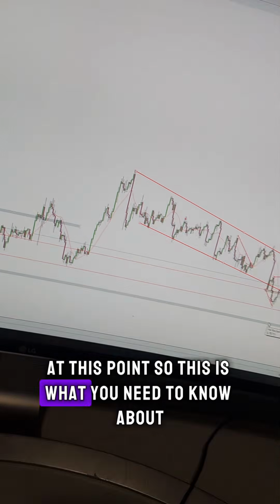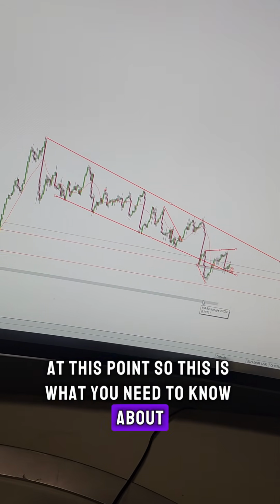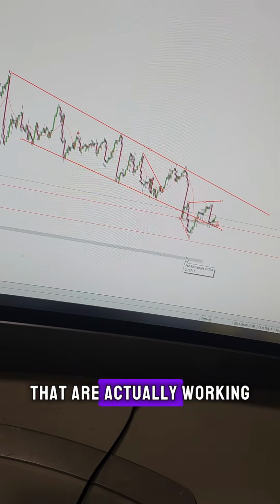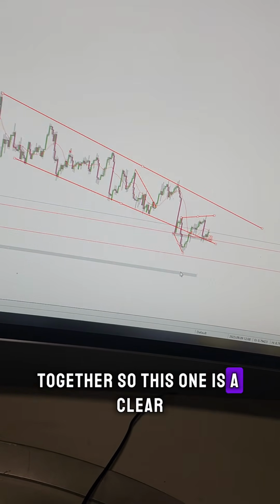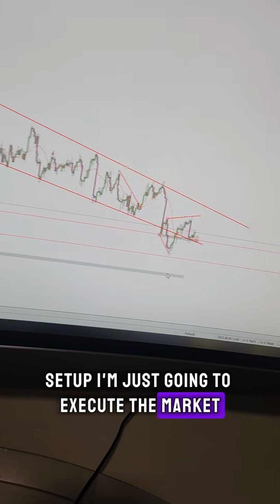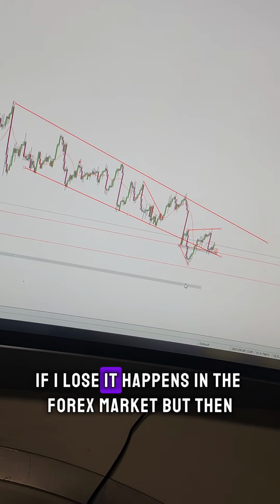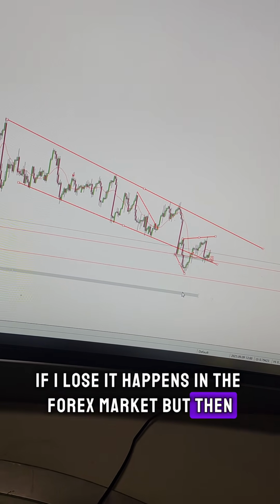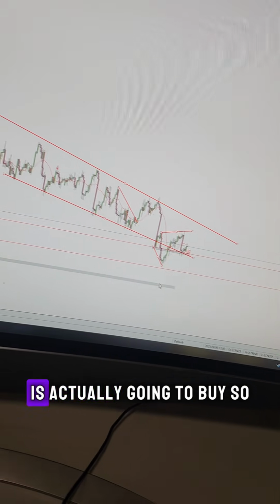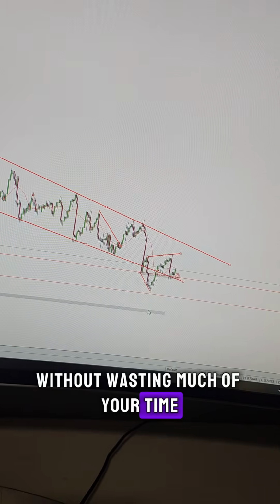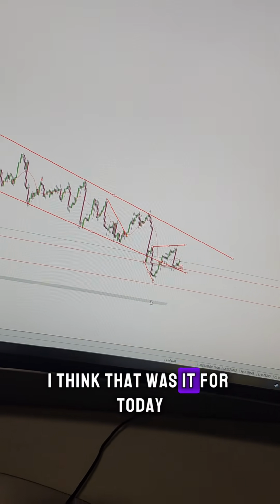So this is what you need to know about the falling wedge and the Quasimodo pattern that are actually working together. So this one is a clear setup. I'm just going to execute the market, and maybe in the next video I will show you the results. If I lose, it happens in the forex market, but I'm quite confident that this market is actually going to buy. So without wasting much of your time, I think that was it for today.